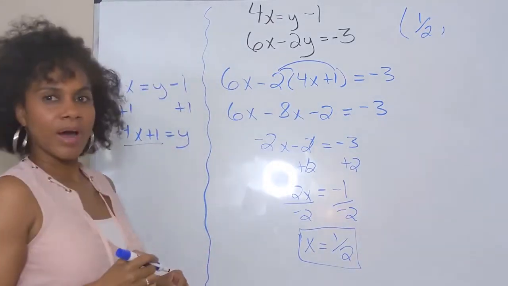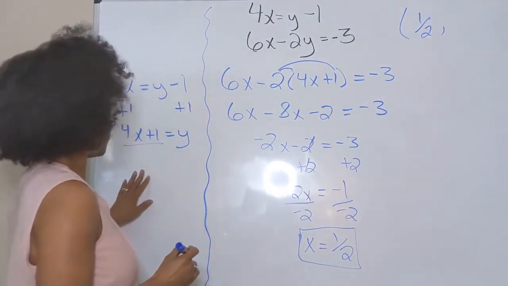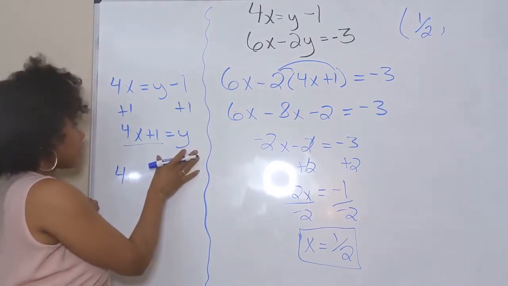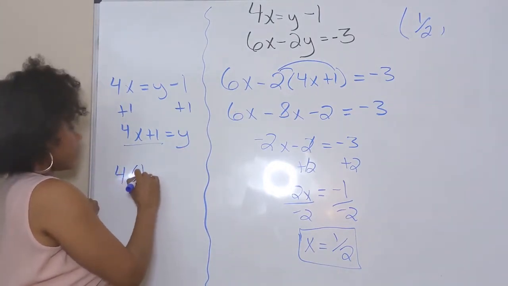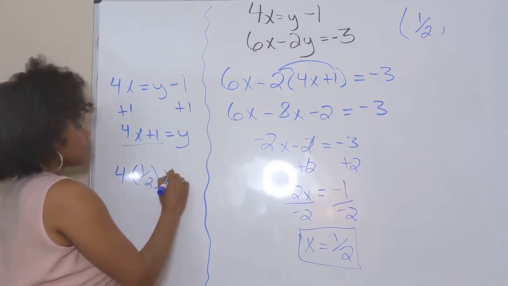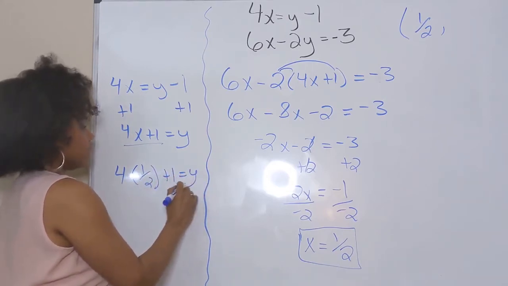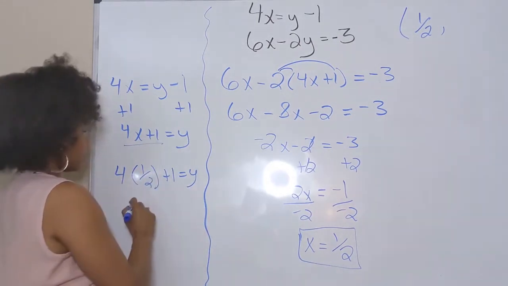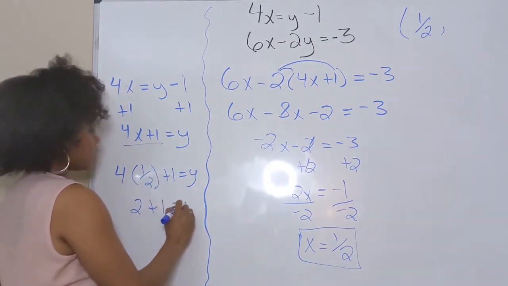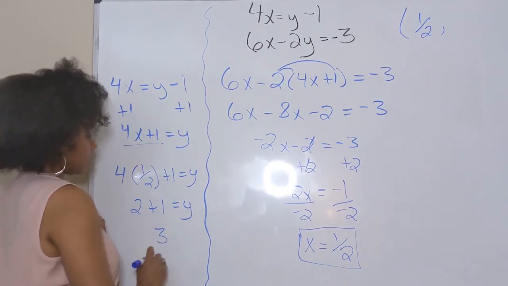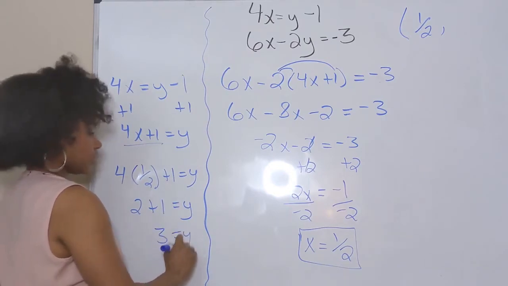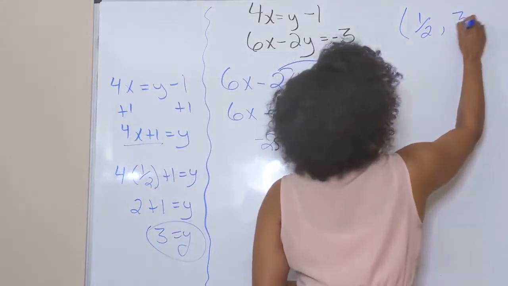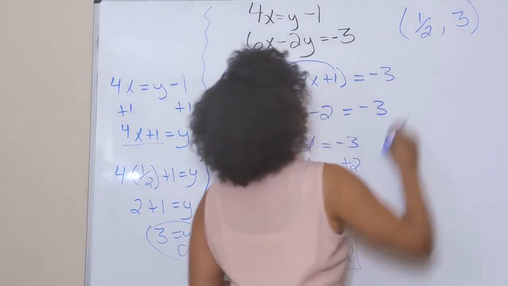And to find my y value, I'm going to plug it in over here to what I solved for. So 4 times 1/2 plus 1 equals y. 4 times 1/2 is just 2, because half of 4 is 2. So 2 plus 1 equals y. 2 plus 1 is 3. So y is 3. So my answer is 1/2, 3.